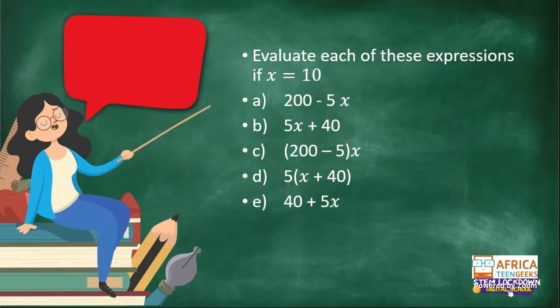Let me get the next participant for D. I just want us to go to D there. We have 5 into x plus 40, and the x value is 10. The x value there is 10.